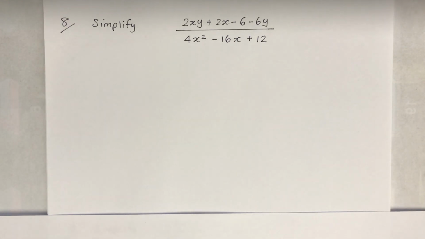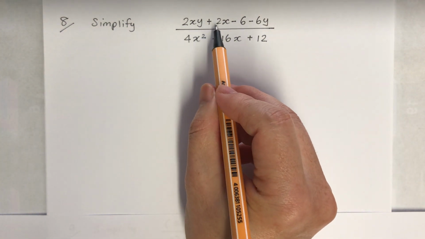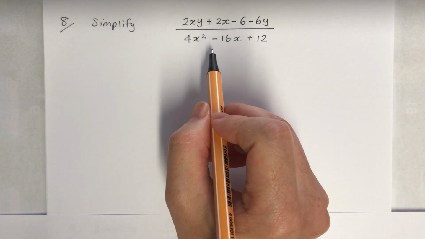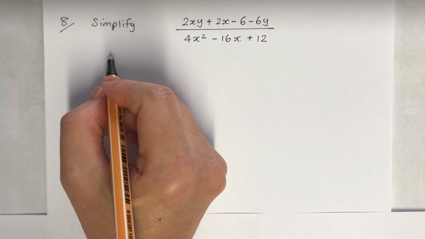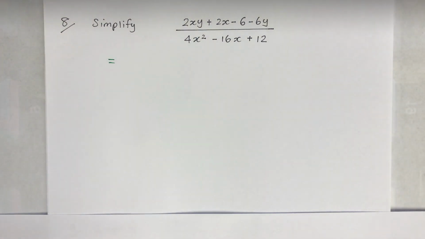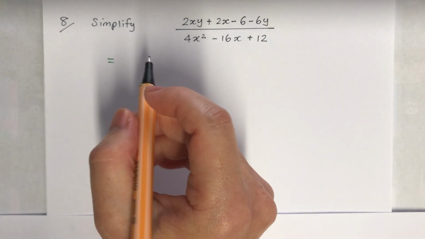Okay, welcome back. This is the second part of the challenge exercise for algebraic techniques. Question 8: simplify 2xy plus 2x minus 6 minus 6y, all over 4x squared minus 16x plus 12. Now let's factorize the numerator and denominator. It might be a lot easier because I can't really see where I can cancel or make it simple.